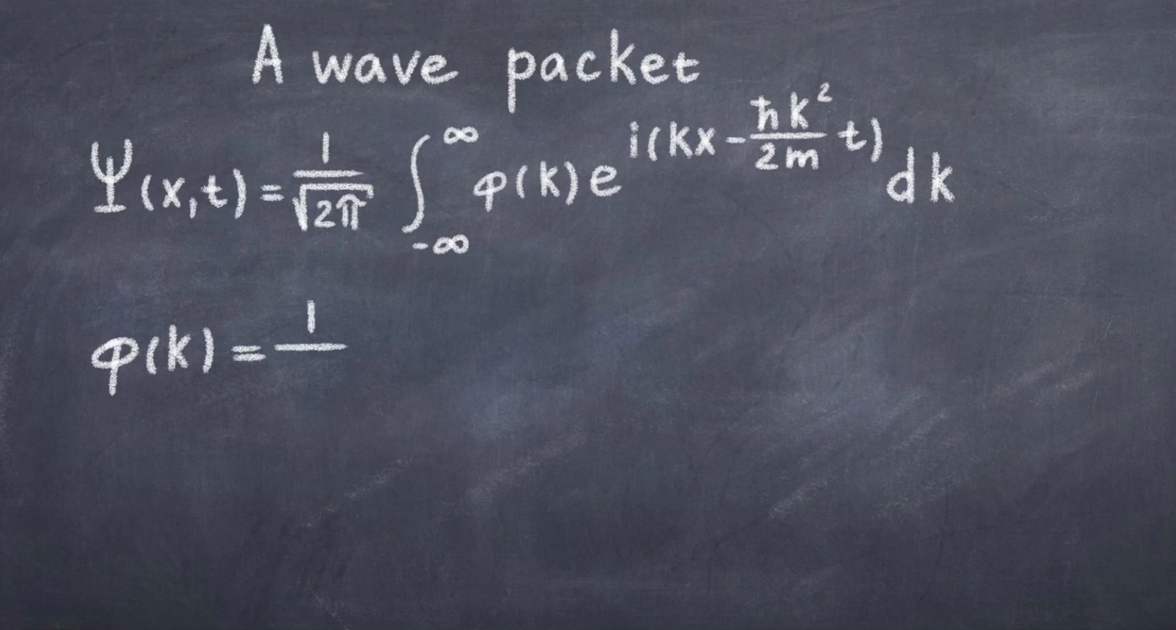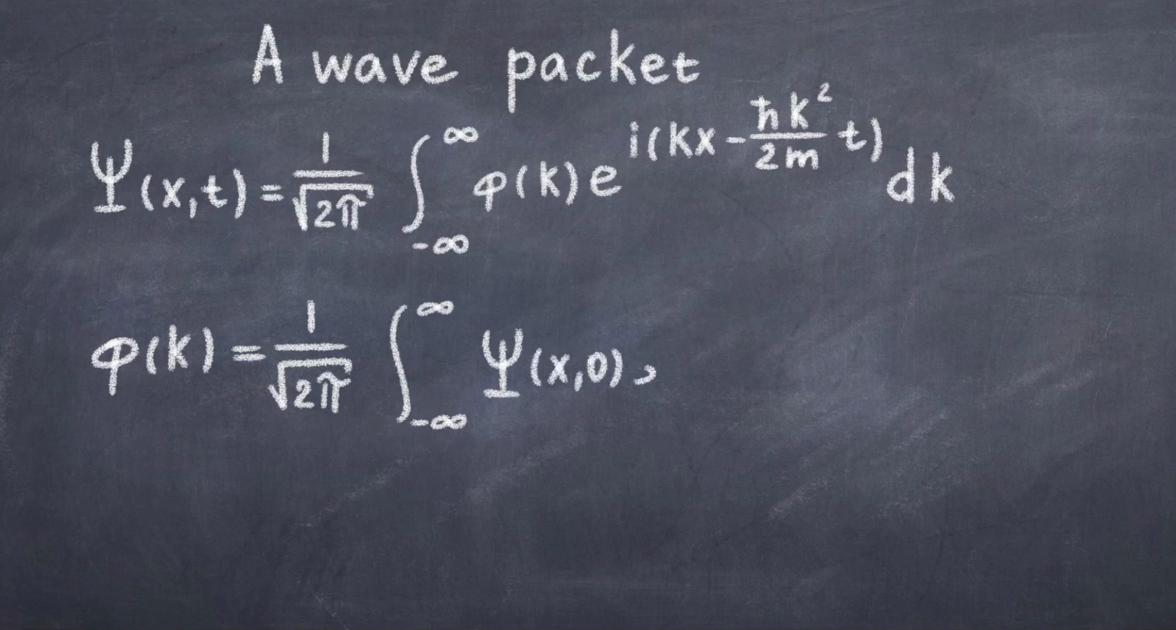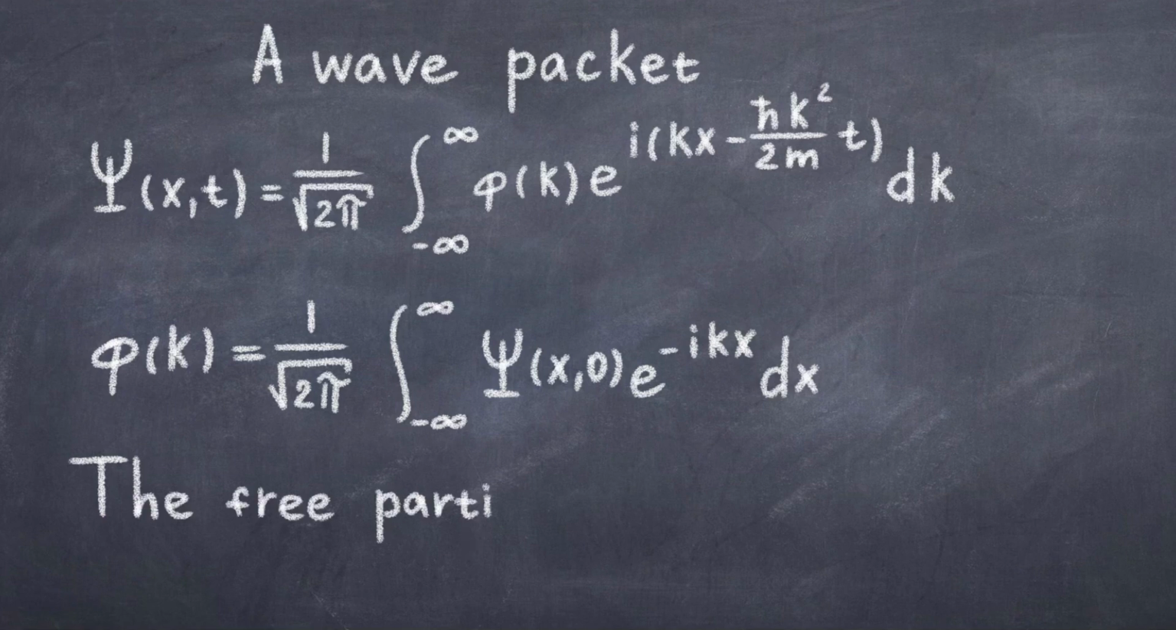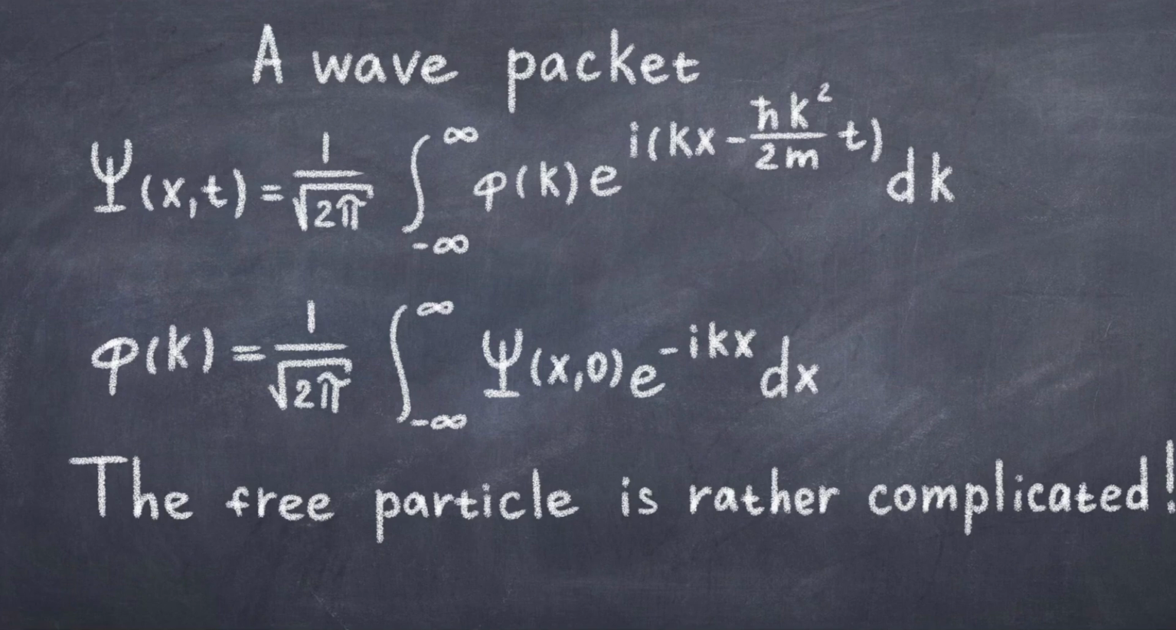This phi function is defined in terms of the stationary wave function, where phi of k is equal to 1 over the square root of 2 pi times the integral from minus infinity to infinity of psi of x at t = 0 times e to the power of minus ikx, and the integral is with respect to x. And I know this looks rather complicated, and it is, but this is a great example of how considering something as simple as a free particle can turn out to be rather complicated in quantum mechanics.